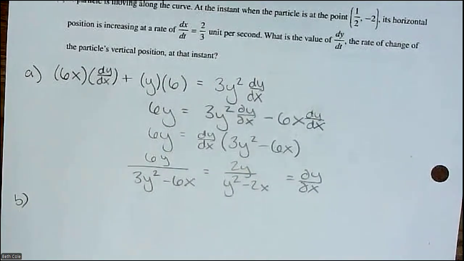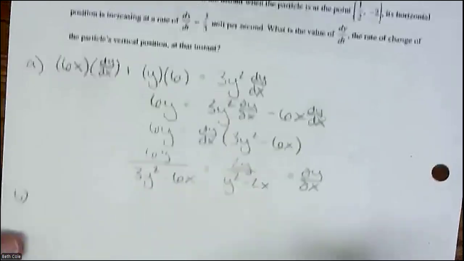For y you chain on dy and for x you chain on dx? No, for y you chain on dy. What it means is the derivative of y with respect to x. When we get to part D, everything will be with respect to time. So you'll be able to see the difference there.